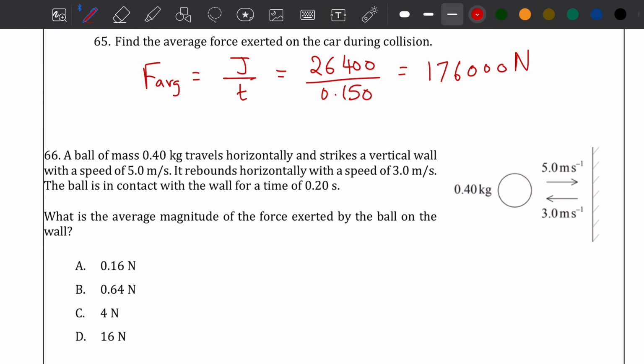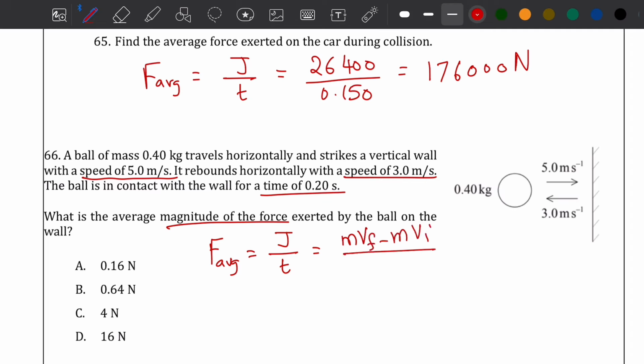Next, a ball of 0.4 kg travels horizontally, strikes a vertical wall with a speed of 5 meter per second, rebounds with a speed of 3 meter per second. Contact time is 0.2. It's asking for the magnitude of average force. So F average is equal to impulse over time. Impulse is mvf minus mvi over time. So its initial speed was 5 meter per second to the right, so that will be positive. Final speed is 3 meter per second to the left, so we have to take it as negative 3 meter per second.